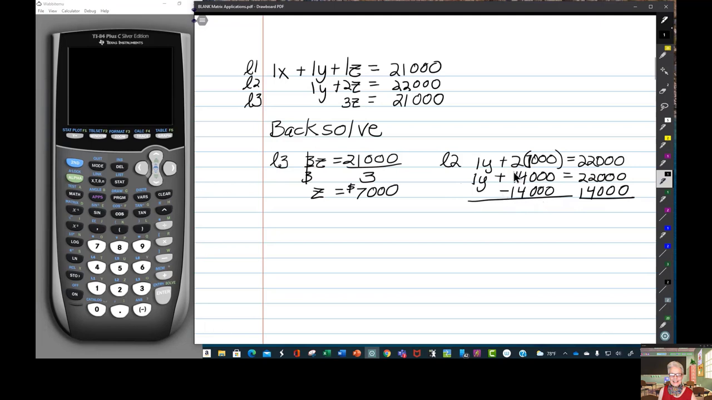14,000 minus 14,000 is 0. So I'm just going to kind of mark through it. That will leave me y plus 0, which is y, equals 22,000 minus 14,000. This is 12. 12 minus 4 is 8. Okay, so y equals $8,000.